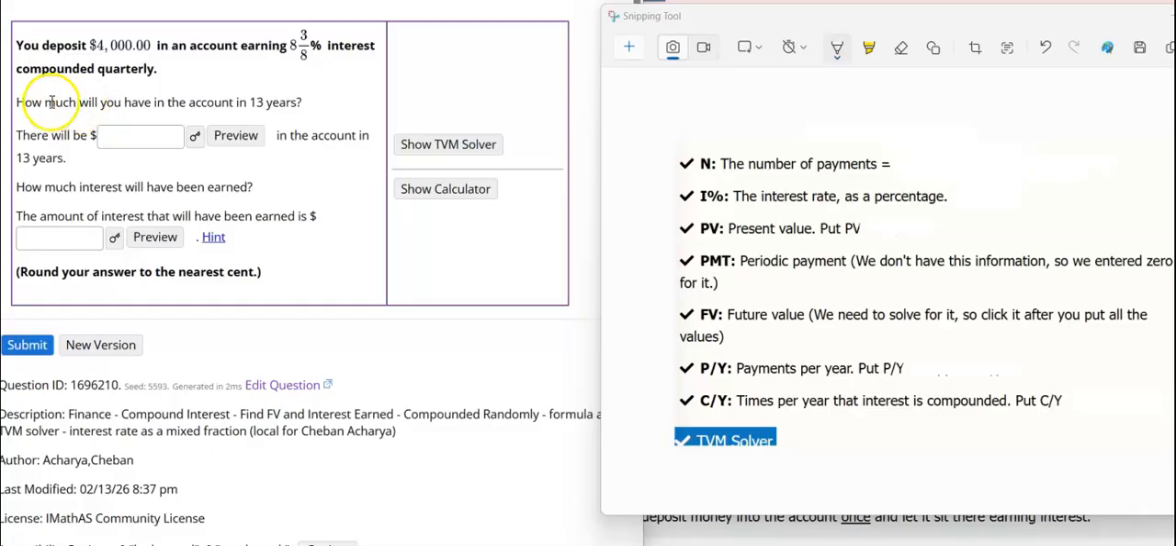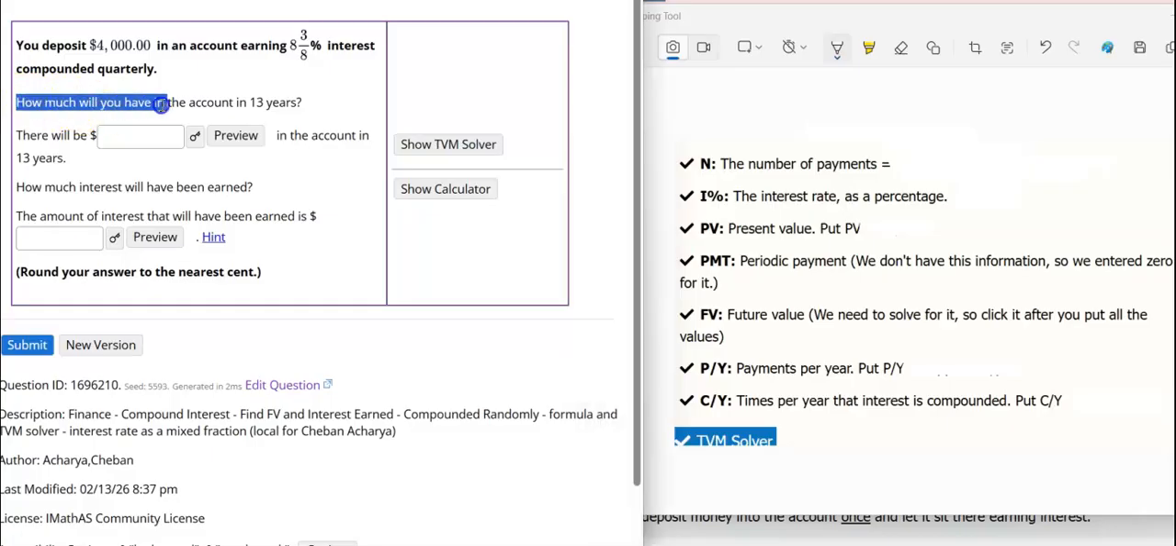So the first part of the question is how much will you have in the account in 13 years? So you're looking for money after 13 years, so looking for future value, and also looking for how much interest we'll have earned. Notice that this is a compound interest problem. It says compounded quarterly. Remember this word quarterly. Quarterly is 4 times a year.